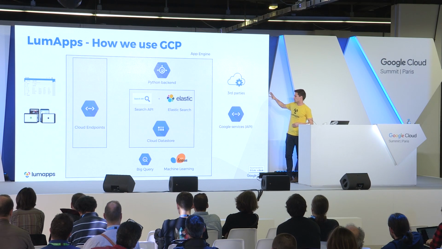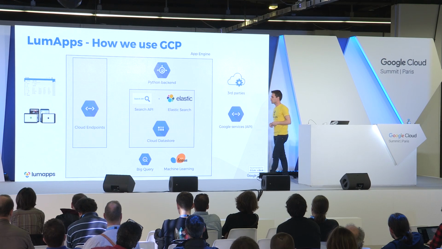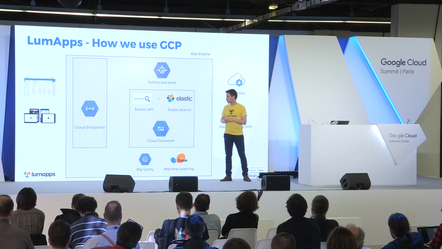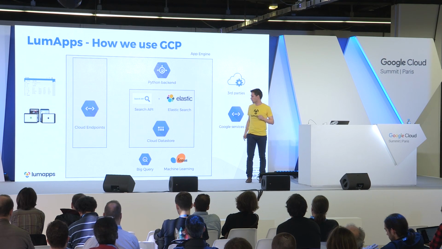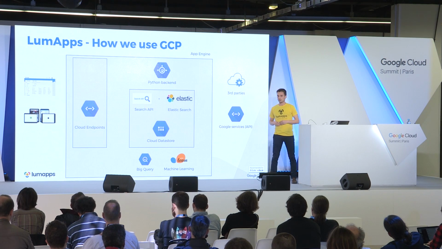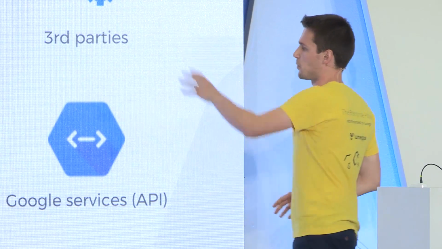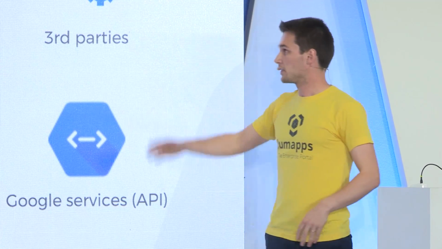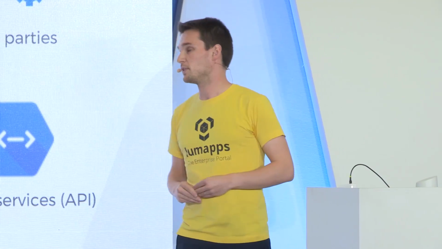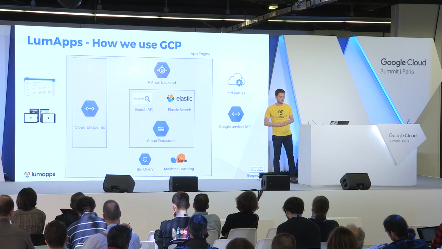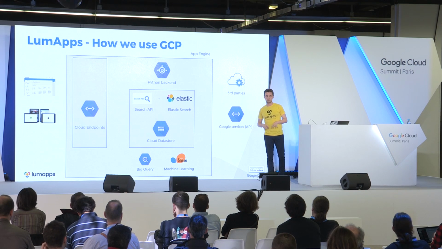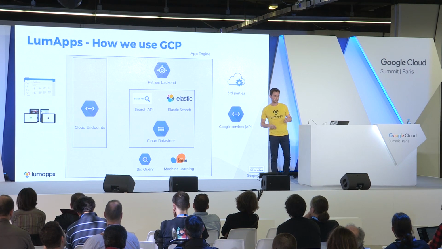So my diagram here is not totally accurate because we have some pieces running outside of App Engine. For instance, we have a small cluster of Elasticsearch. I will explain after why we have this. And we also have some machine learning pieces which are running on Compute Engine. And with this, we can interact with external services, so that can be all the Drive API, Calendar API, Gmail API, as well as other third parties. We also plan on integrating with Firebase for real-time notification and interactions in the product.